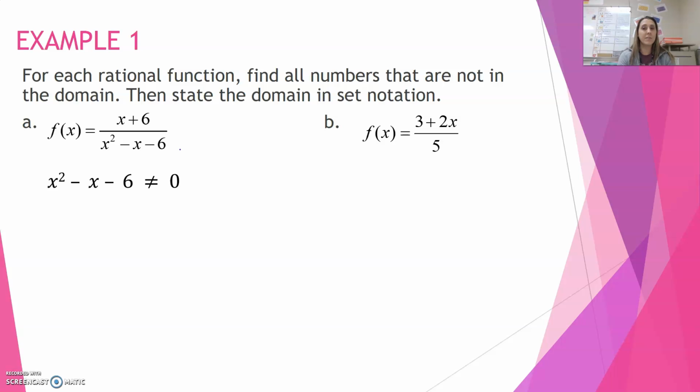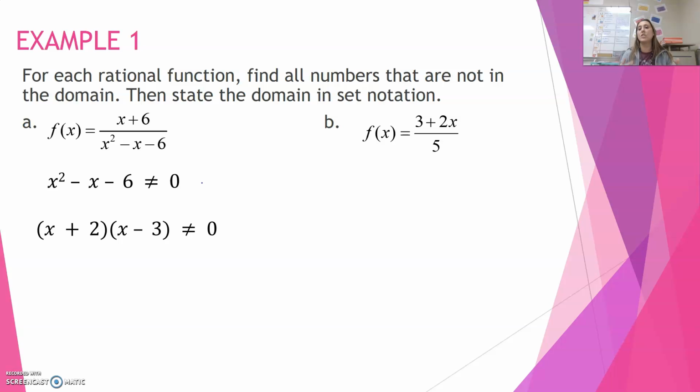To figure out the values of x that are going to make it work, we have to do something. And here comes my second favorite phrase: whenever you're in doubt, factor it out. It looks like we have a trinomial here, and we can factor that. The factors of negative 6 that add up to a negative 1 are negative 3 and positive 2. So we end up with x plus 2 times x minus 3 is not equal to 0.